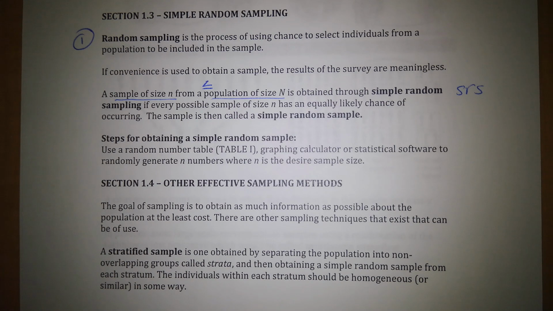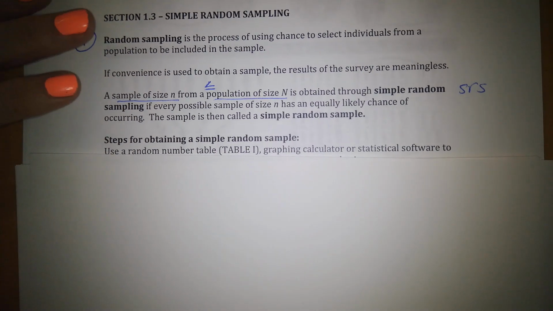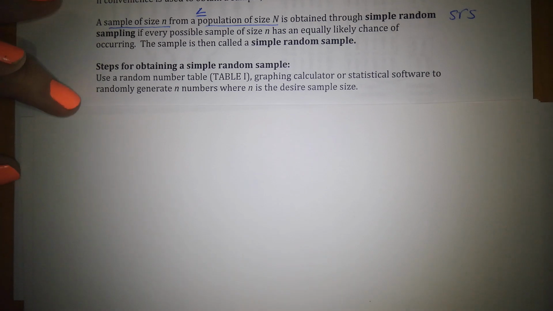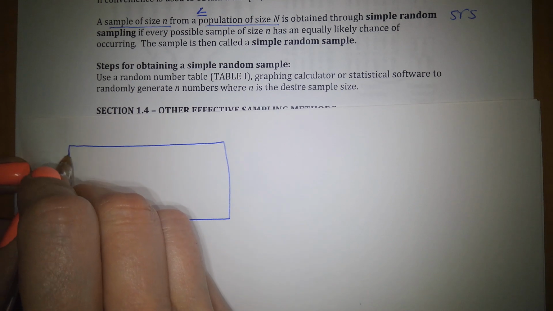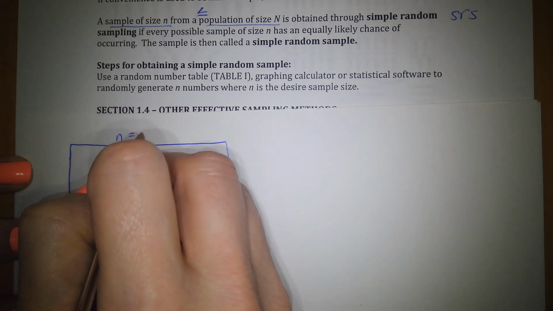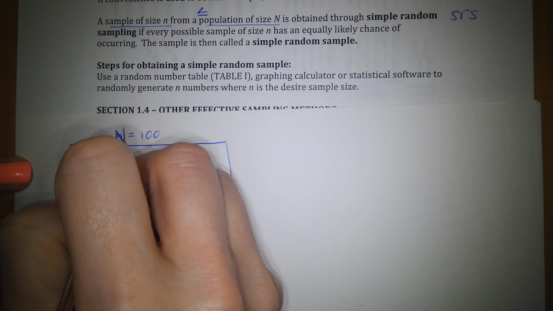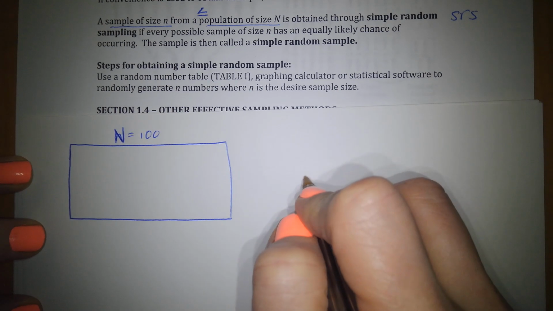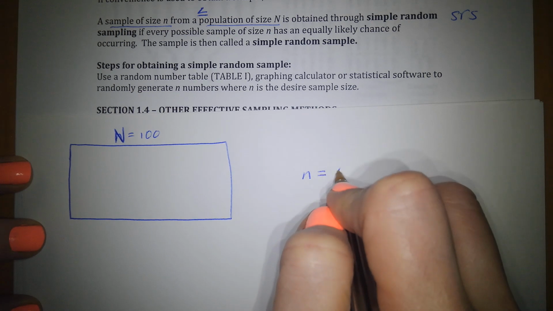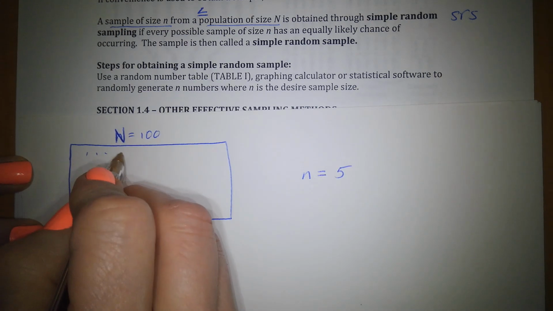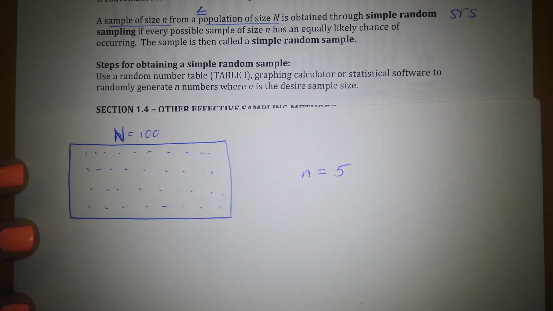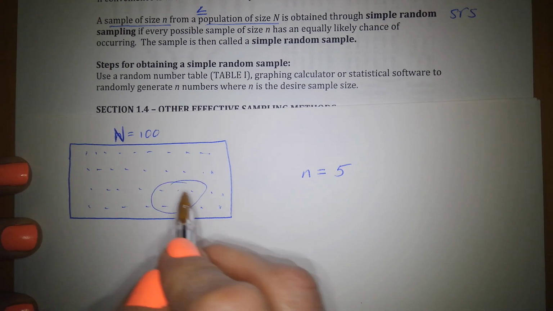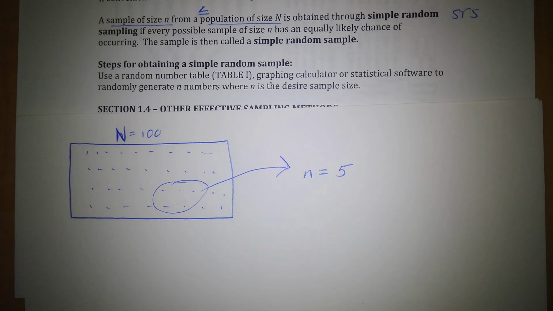Let me pose a question to you. Let's say I have a room full of 100 people. Actually, that would be the population. And I want to pick out a sample of 5 people from in here. So there are 100 people in a room, and I want to select 5 of them. How do I select those 5 people completely randomly?